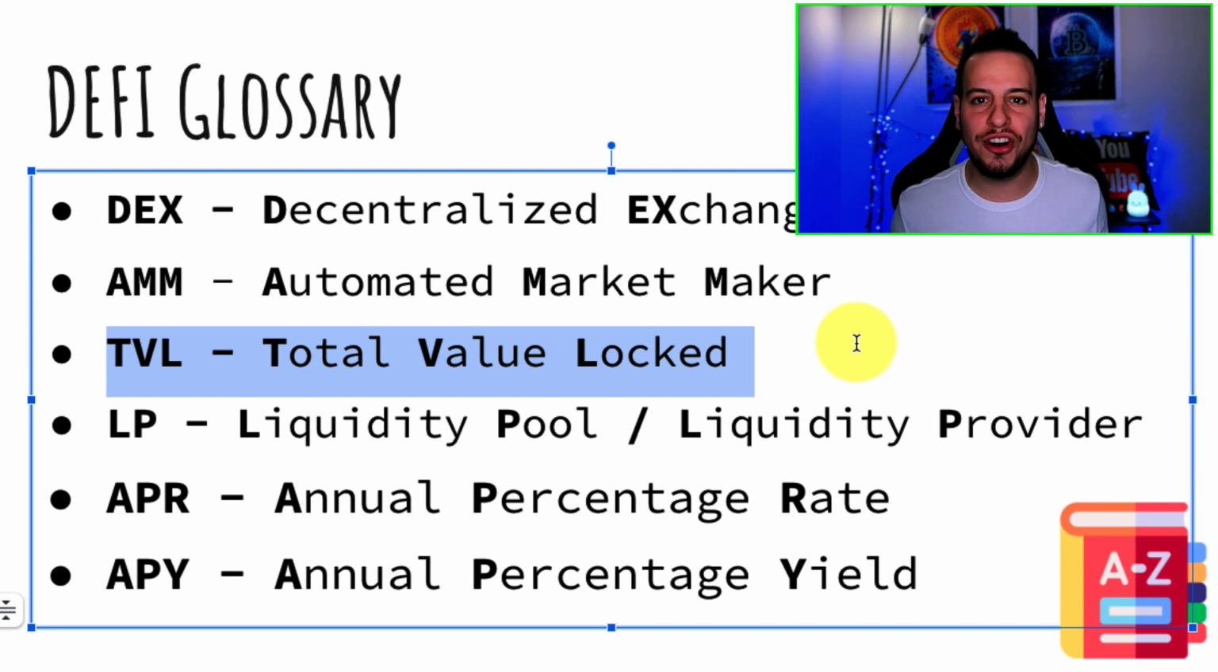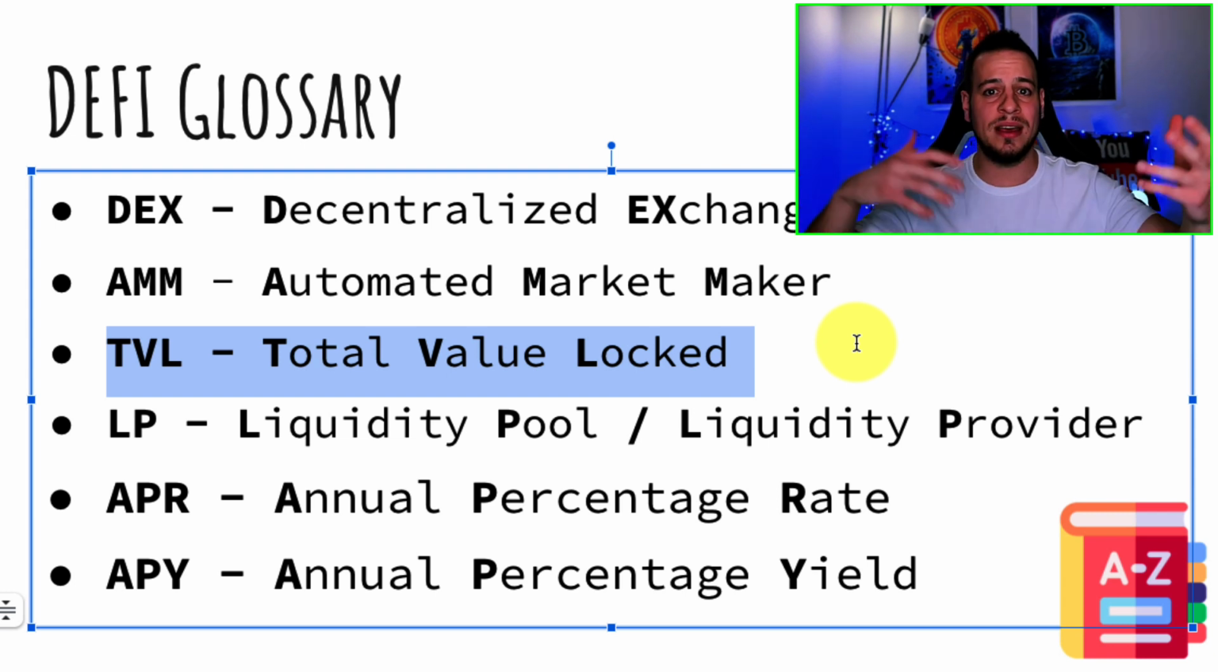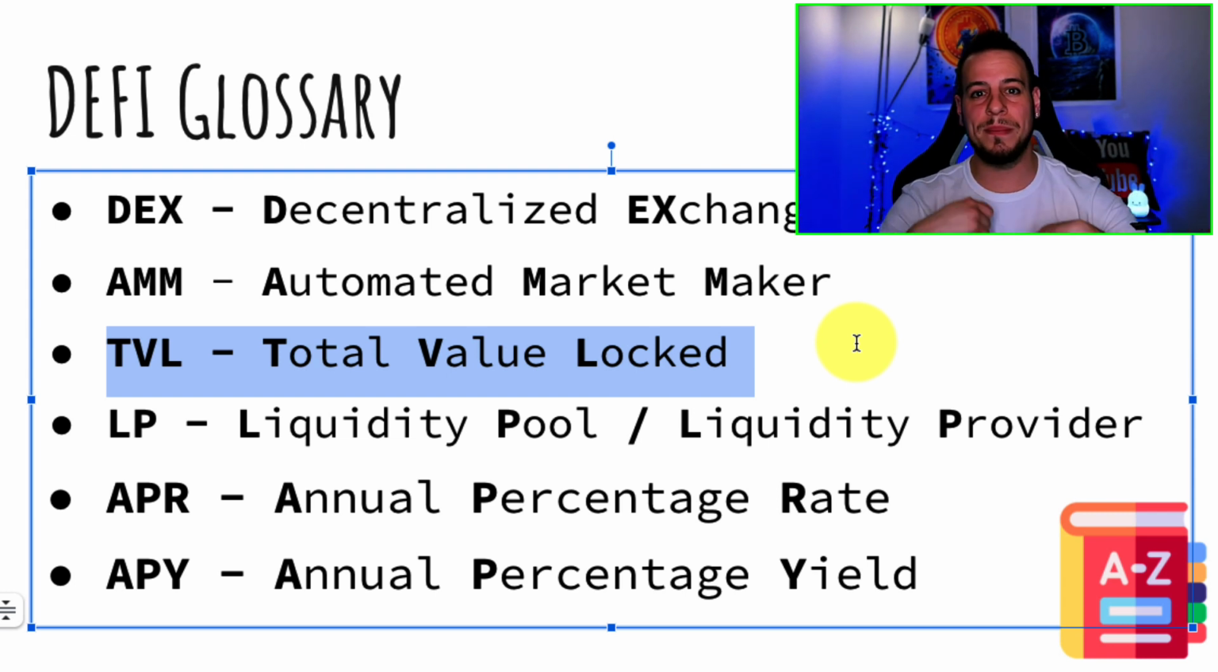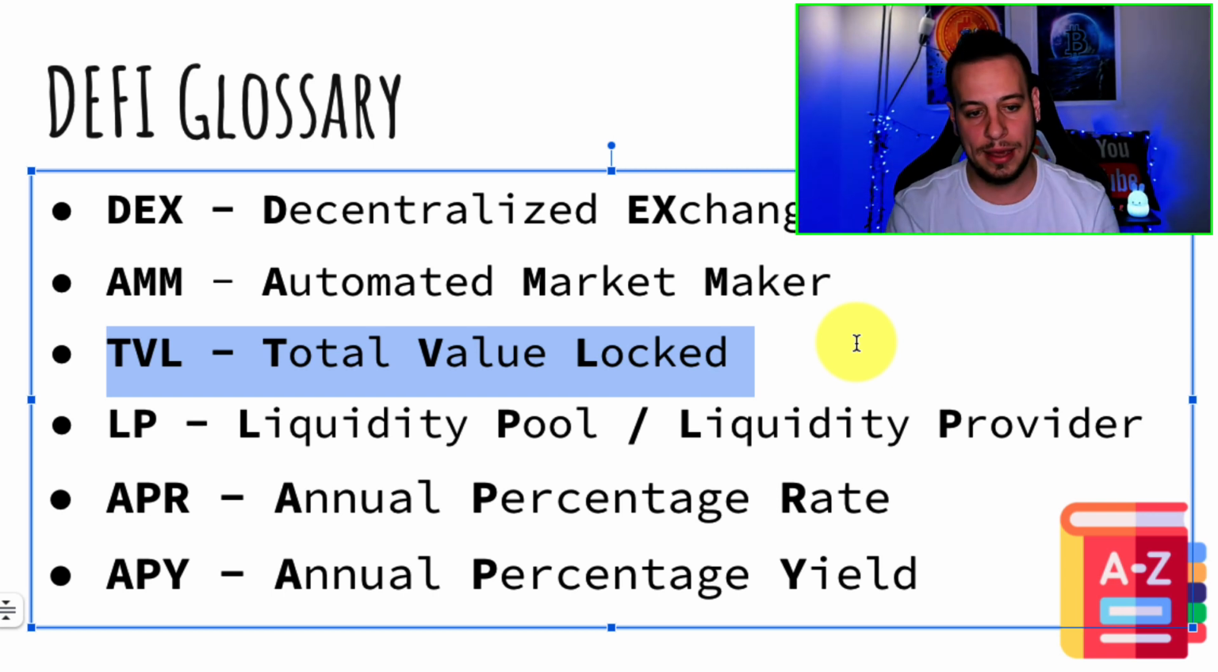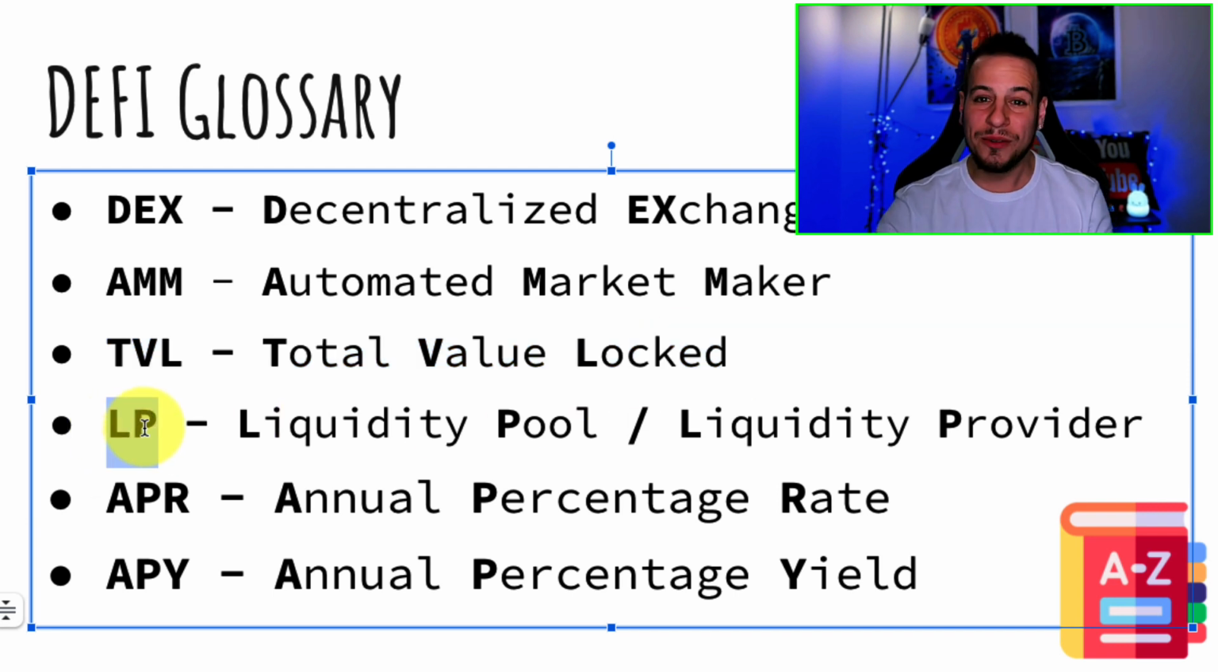TVL is also a term that you might hear a lot in DeFi. It means total value locked. So when there is a protocol that has smart contracts, sometimes people lock value in the protocol in terms of Ether or Bitcoin or dollars or other coins, and the total value that is locked in the protocol is called TVL, total value locked.